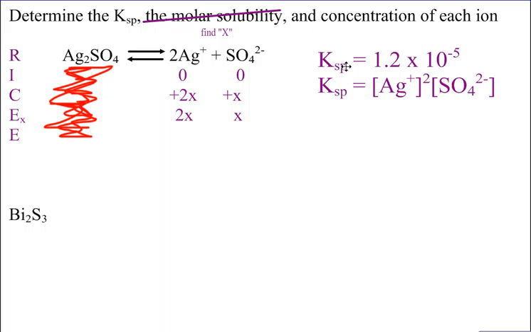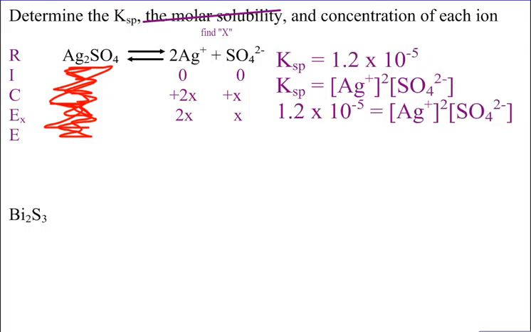Okay, so I know that this is the equilibrium expression. I know this in terms of X, and I know what it equals. So this whole thing equals 1.2 times 10 to the negative 5th. I can express that in terms of X. So where I have silver ions, I'll plug in 2X. Where I have sulfate ions, I'll just plug in X. And now I have a very simple math problem. 1.2 times 10 to the negative 5th equals (2X) squared times X.